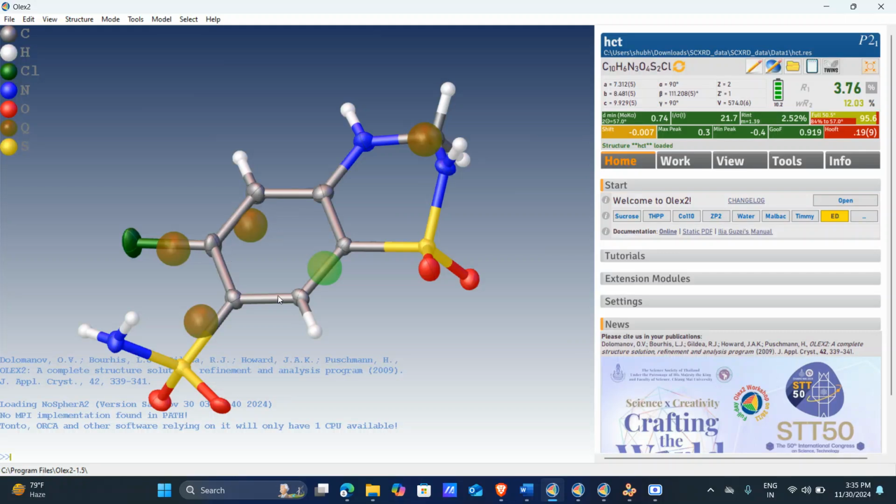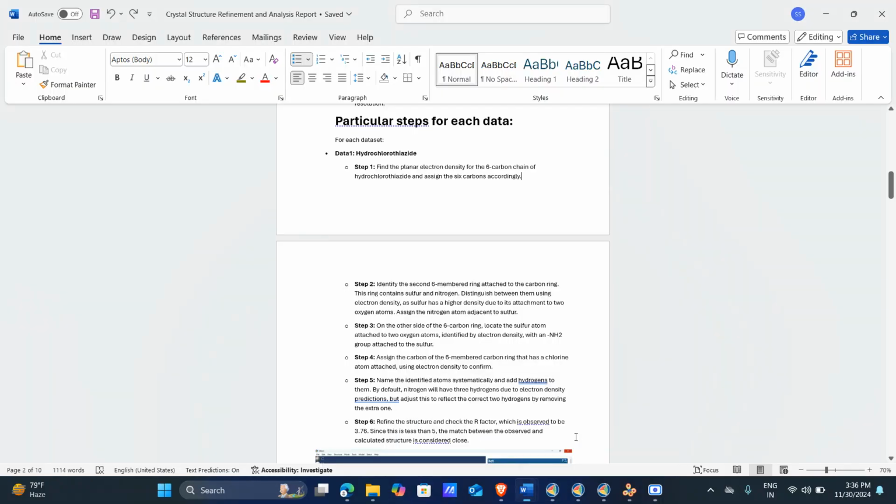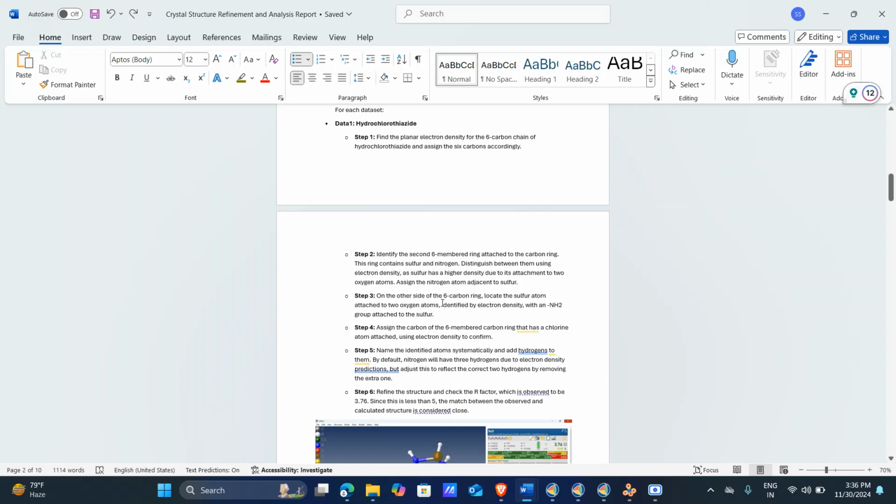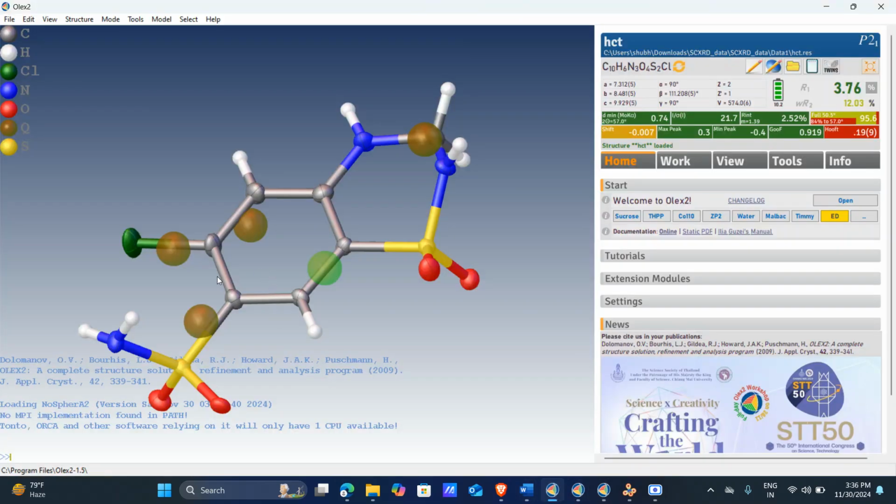So this is the 6 carbon ring we are talking about, and this is another 6-membered ring having sulfur and nitrogen. This is nitrogen, the blue colored one, and this is sulfur. We will distinguish them because sulfur has more electron density around it because of the oxygen atoms attached to it. So we are going to draw the structure of thiazide. On the other side of the carbon, locate the sulfur atom, identified by the electron density, with the NH2 group attached. So on the other side, we will draw the sulfur, double bonded O, then the NH2 group attached to it.